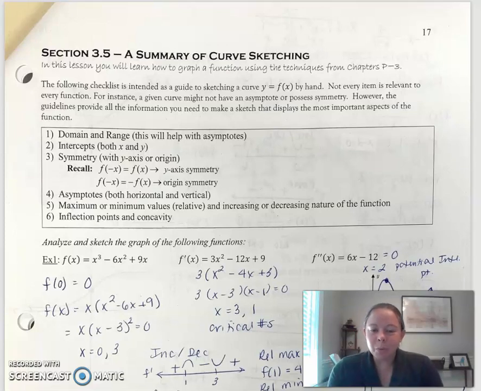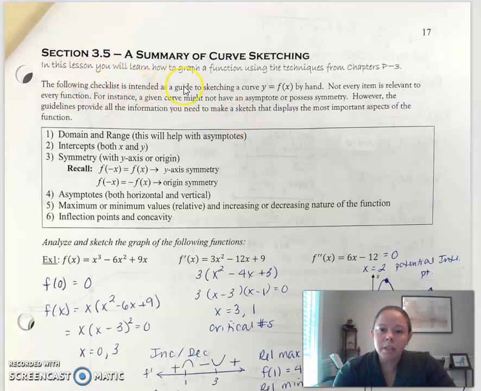Hello, this is section 3.5 in Calc AB, and we're going to be doing a summary of curve sketching. What I love about this section is it's just in time for if you're still trying to wrap your brain around the relationship between when the derivative is increasing, what that means, or the derivative is positive, what does that mean? It also helps you make sense of the first and second derivative test, and it's a really good section. If you're still struggling a little bit with understanding what we're doing, this will help tremendously.